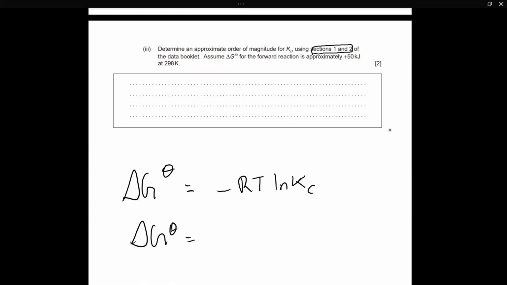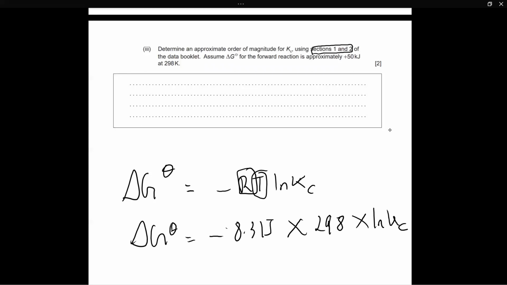delta G is equal to negative gas constant R, which is 8.31 joules, times the temperature in Kelvin, which they've told us is 298 Kelvin, times ln, or natural log, of Kc. Now we don't know what Kc is, so I'm going to leave it as Kc. And they've also told us that delta G is positive 50 kilojoules.